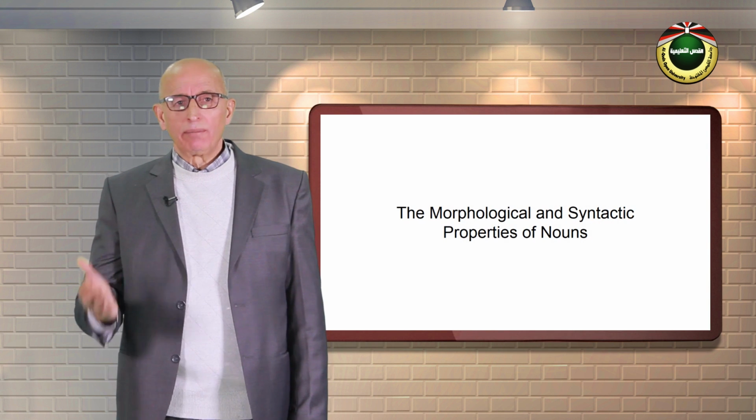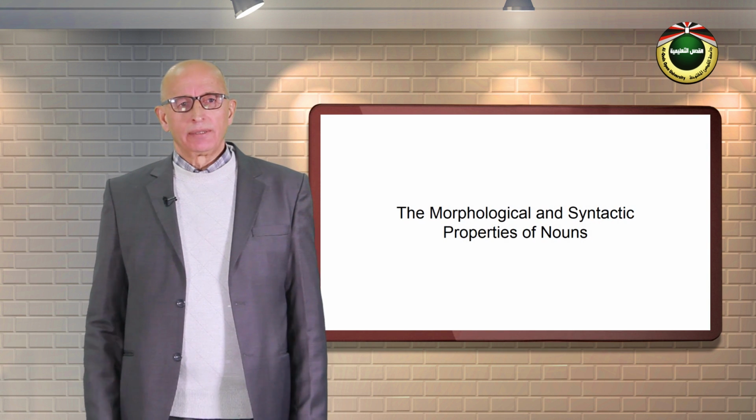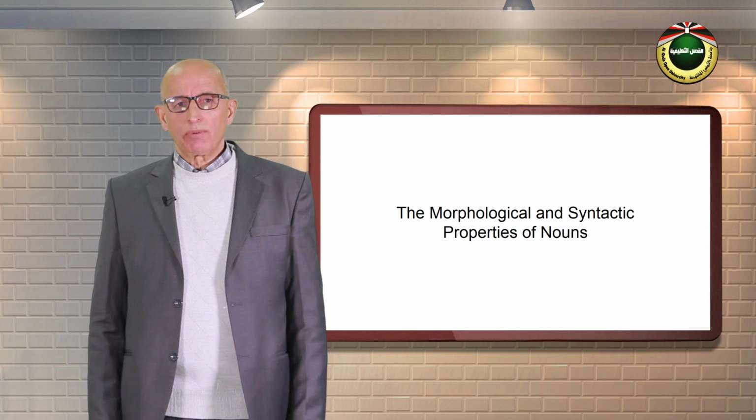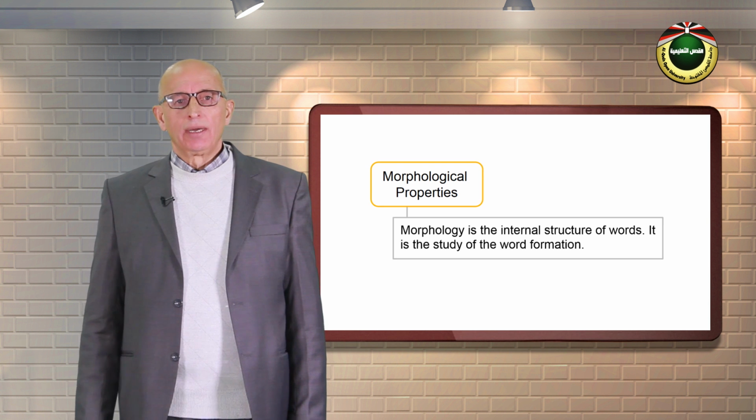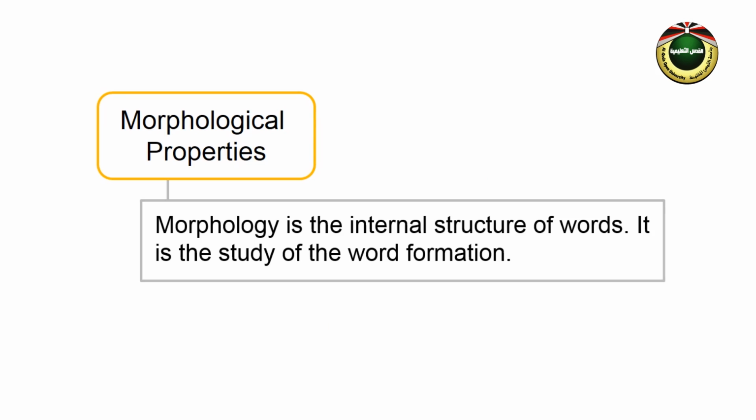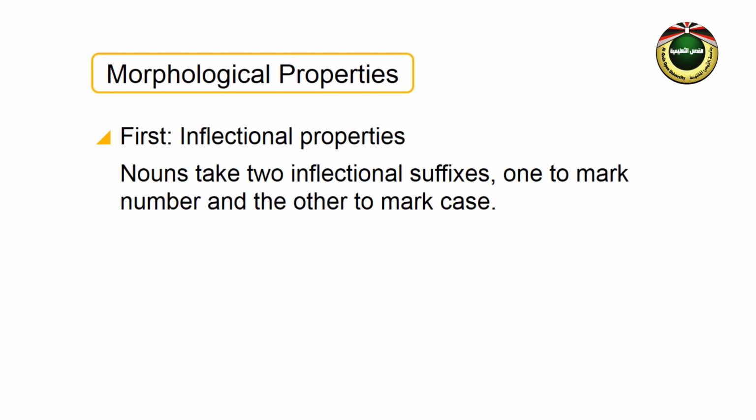Let's start with the morphological properties. 1. Morphological properties. What do we mean by morphology? Morphology is the internal structure of words. It is the study of word formation. In brief, it deals with the form of words and what they are made up of. Now, let's see what morphological properties nouns have.